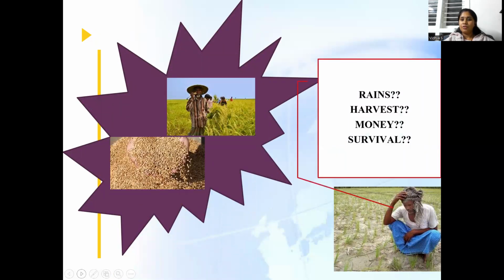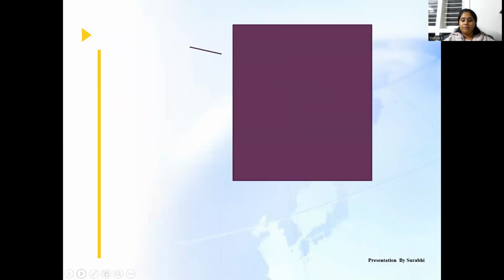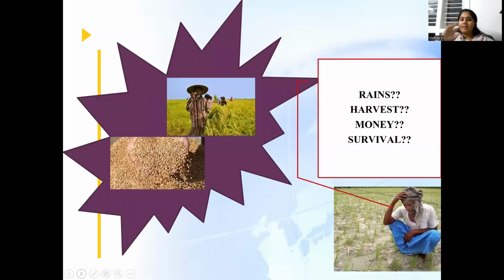So this is one of the situations. What you're going to see in this situation is you will just think, will it rain? If it rains, where can I harvest? Will I get money? Can I survive? These are the questions a farmer has. So what will happen here is these are the outputs you're seeing towards your left-hand side. This is the output, but this is the input that an individual person will process. The same thing will happen to us also.